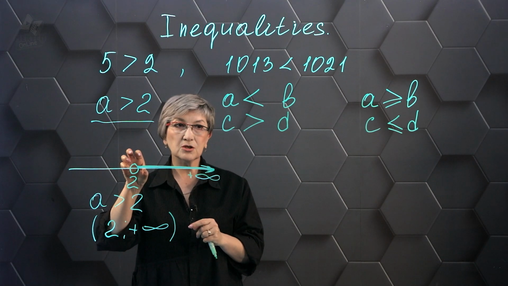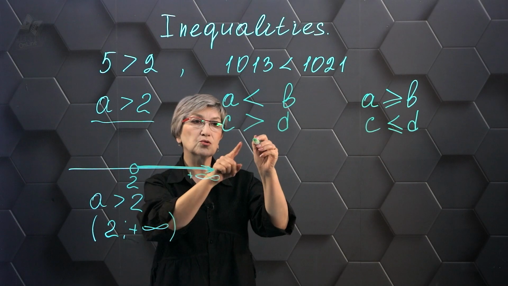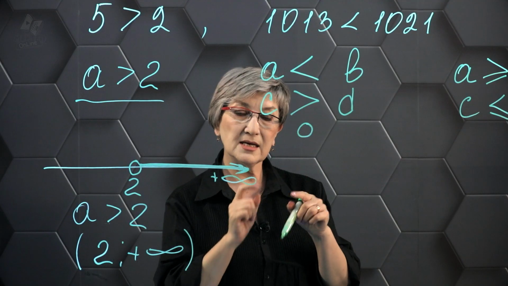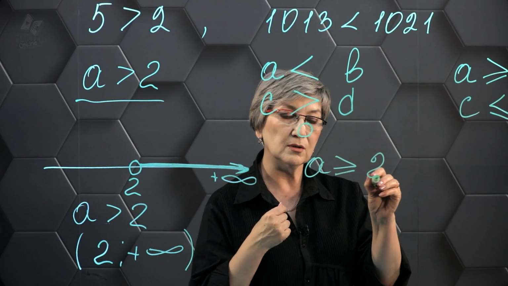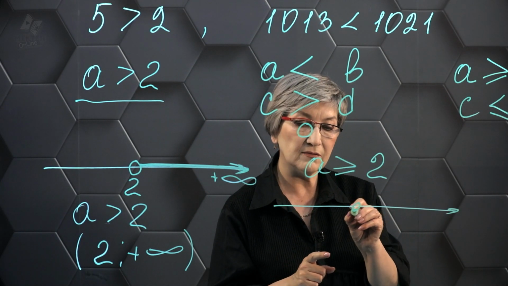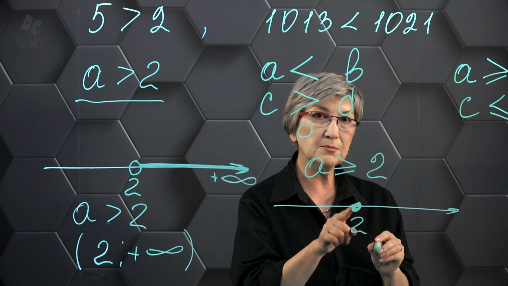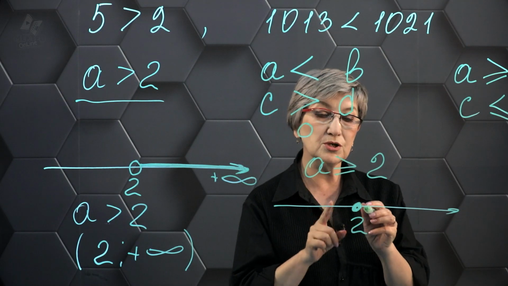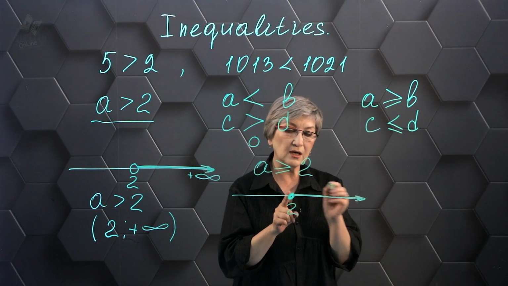Now you'll notice that it's very important to label the points correctly. If you have a strict inequality, then the point on the coordinate line will be empty. And if I write the inequality a is greater than or equal to 2, then on the coordinate line, the point with a coordinate equal to 2, I'll fill it in. And the result is a full point. The solution to this inequality will be the number 2 and all points to the right of point 2.